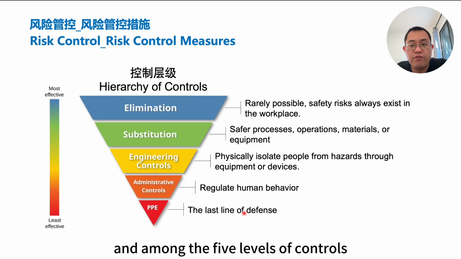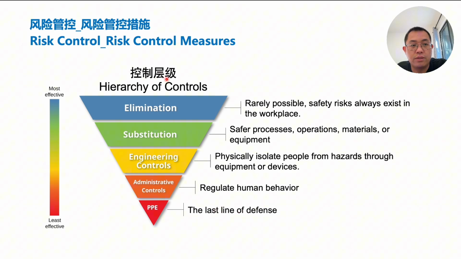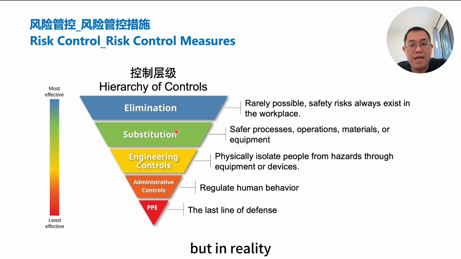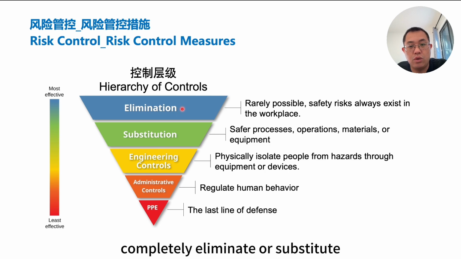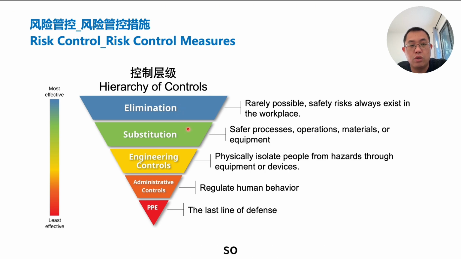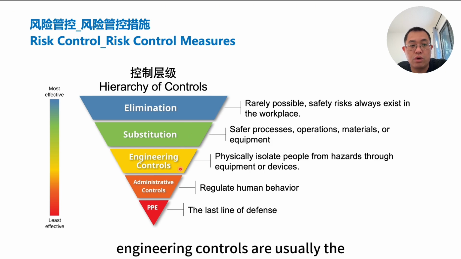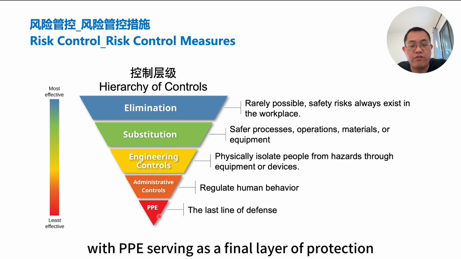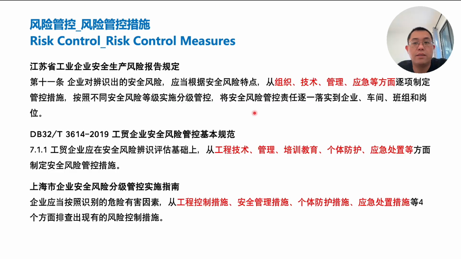Among the five levels of controls, elimination and substitution are the most effective. But in reality, most risks are difficult to completely eliminate or substitute. So in practice, engineering controls are usually the primary risk control measures, followed by administrative controls, with PPE serving as the final layer of protection.